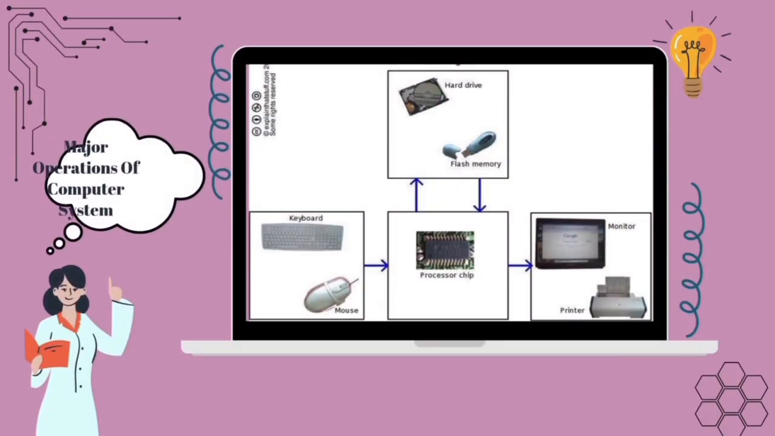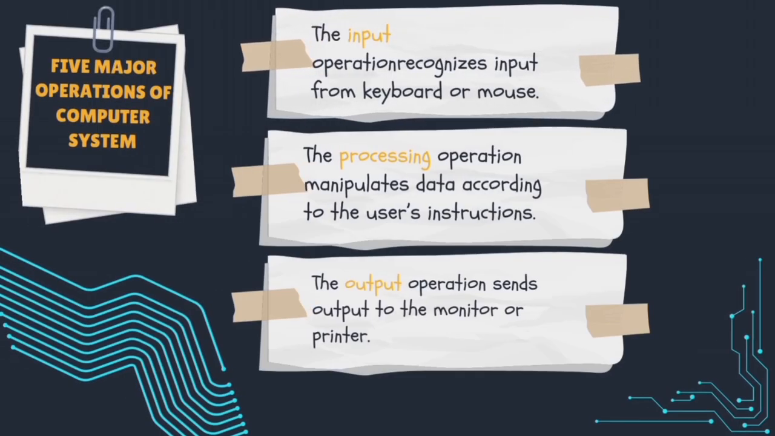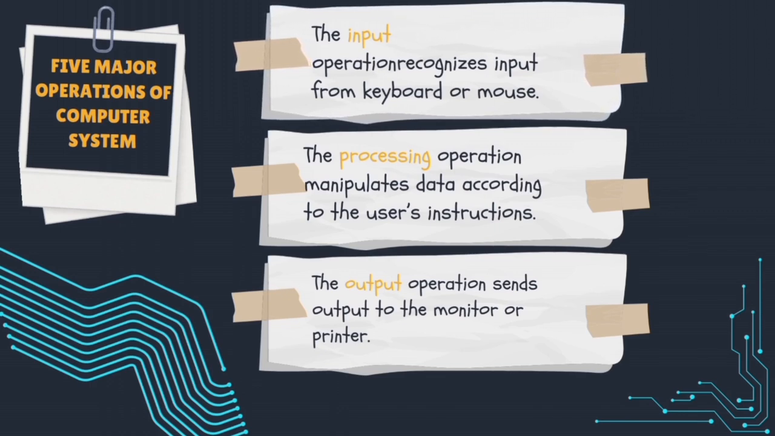And let's see the interconnection structures within a computer system. This is a diagram that shows major operations of computer system. And there are 5 major operations of computer system, that includes input, processing, output, storage, and control.